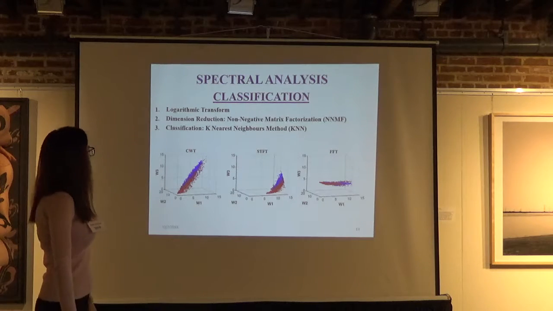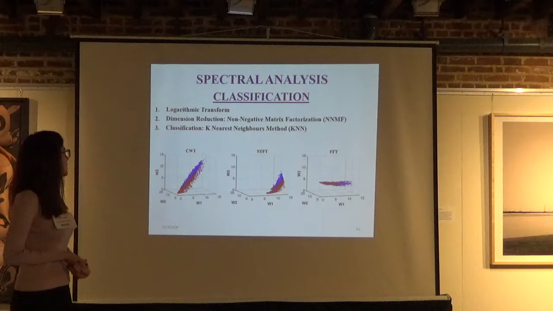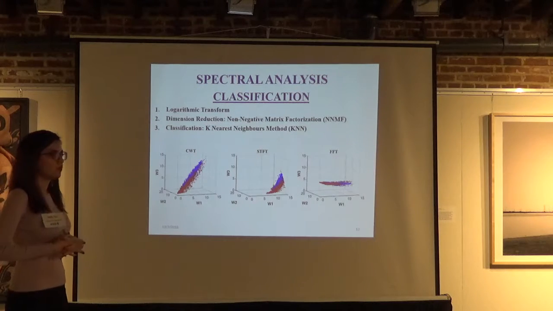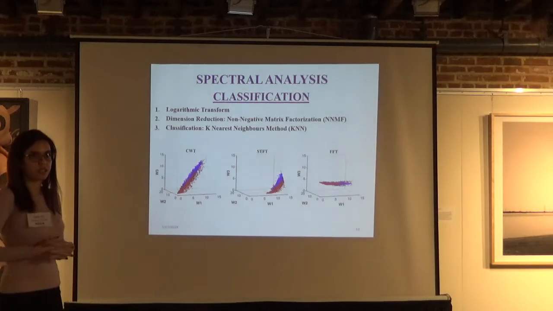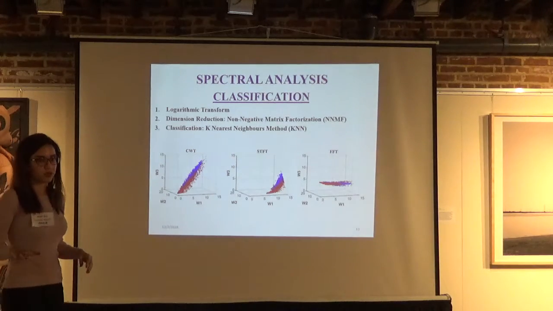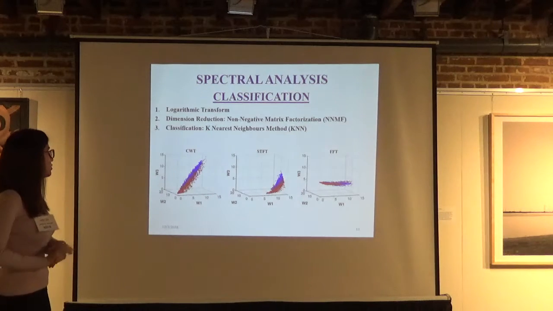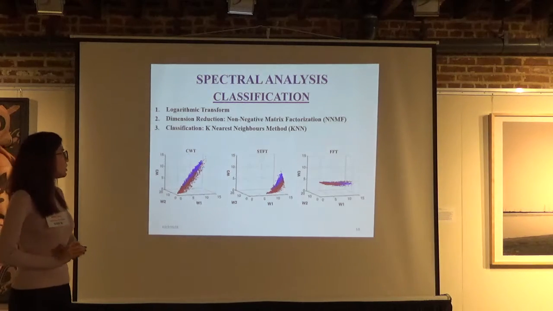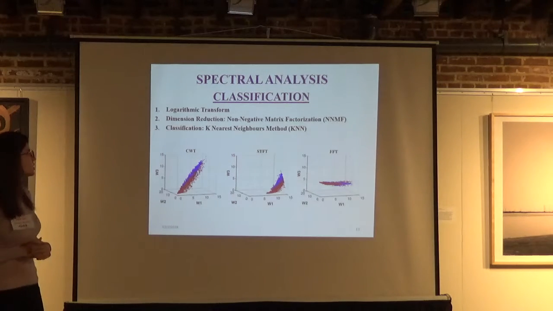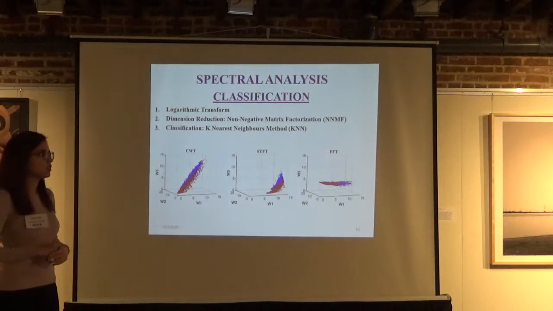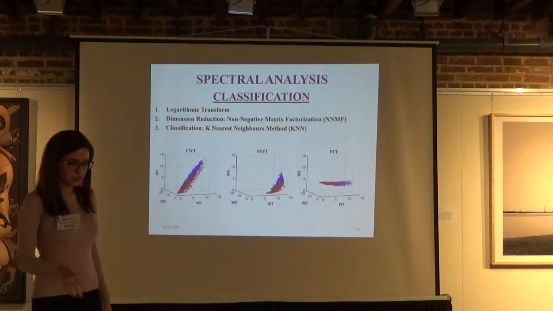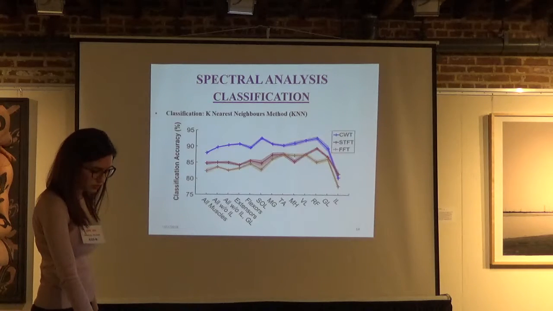So the next step is the classification step. In order to perform classification, we had to logarithmically transform the data to stabilize the variance and make the data normally distributed. We also applied non-negative matrix factorization for dimension reduction, because we have 13 features. And then we used the K-nearest-neighbor classification method.